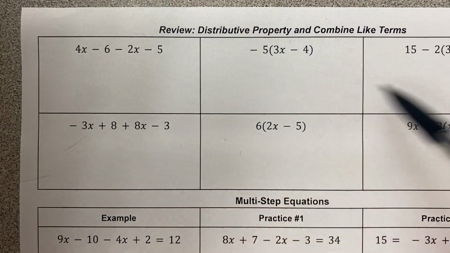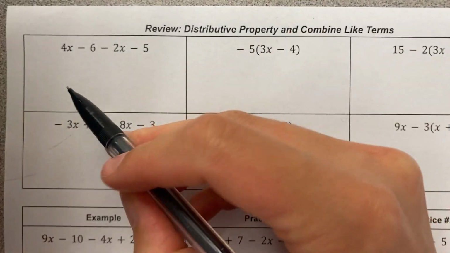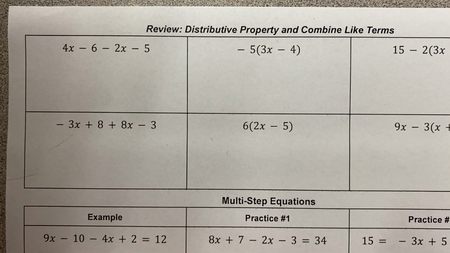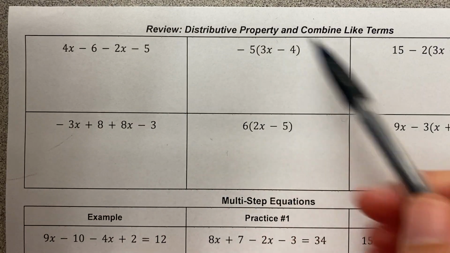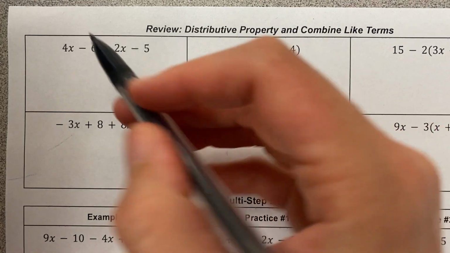In this video, I'm going to go ahead and do the top row, and then you're going to go ahead and do these three problems across the bottom. Okay, so first, we are reviewing distributive property and combining like terms. Notice there's no equal signs anywhere here. Okay, so we're just simplifying, right?